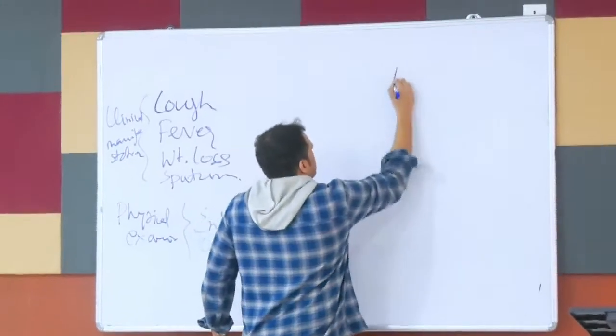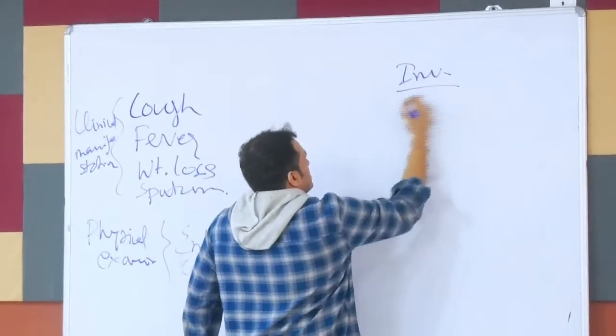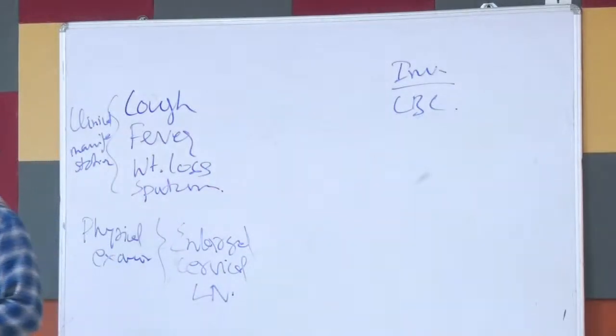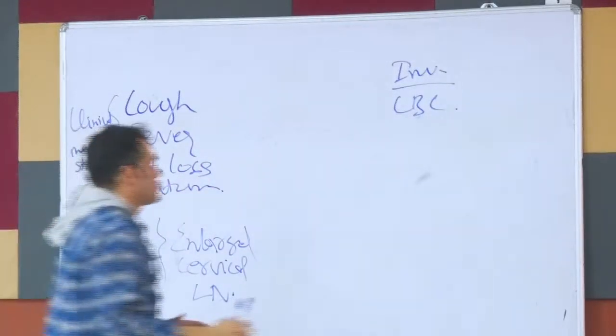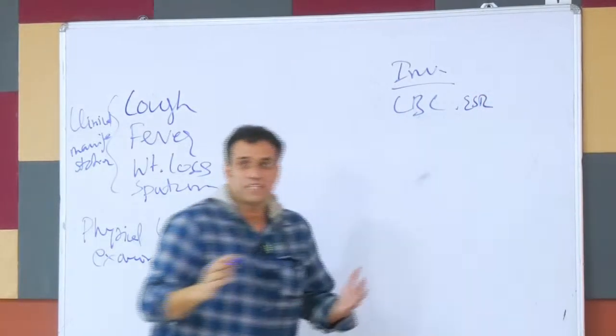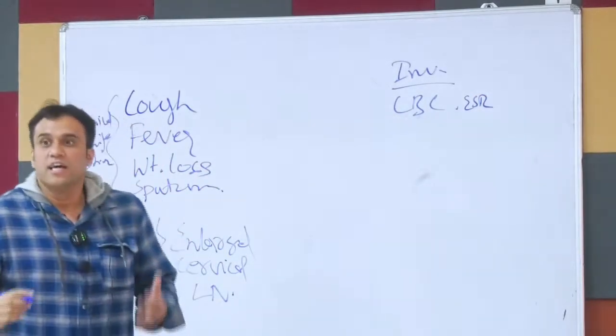Say you order an investigation, you write complete blood count. You do a CBC, a complete blood count, which will include an ESR. ESR will be raised in tuberculosis. I hope that the ESR will be raised in tuberculosis.